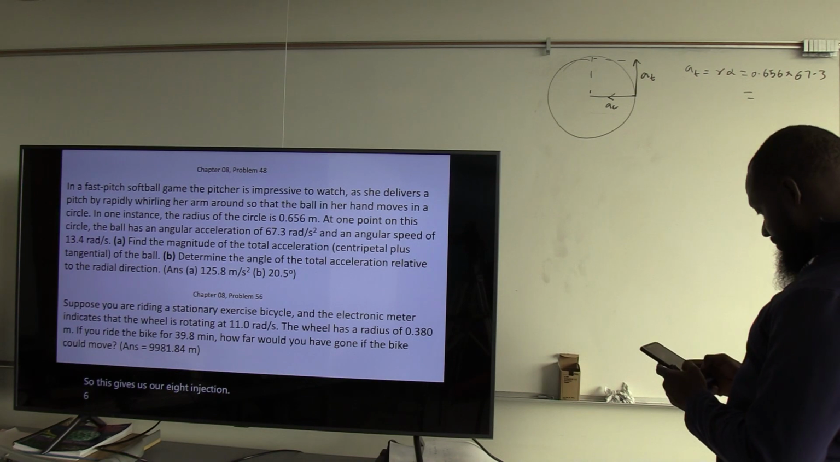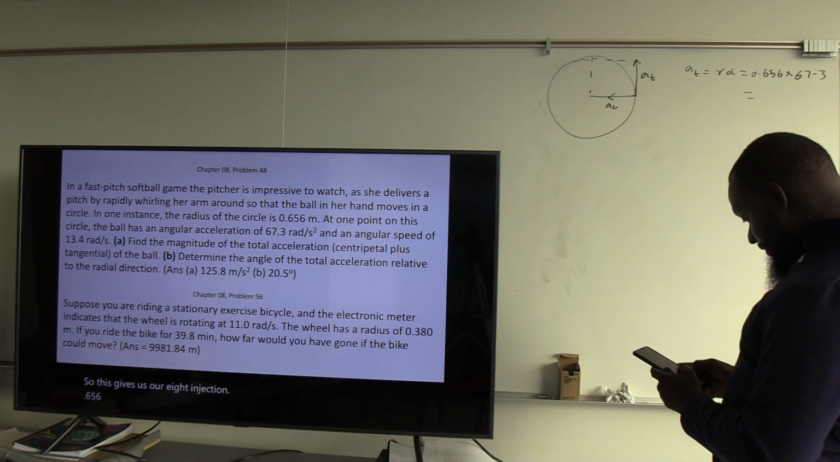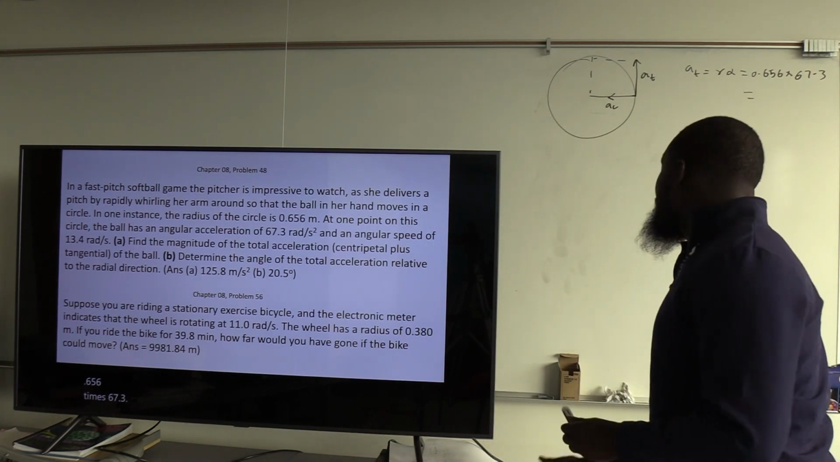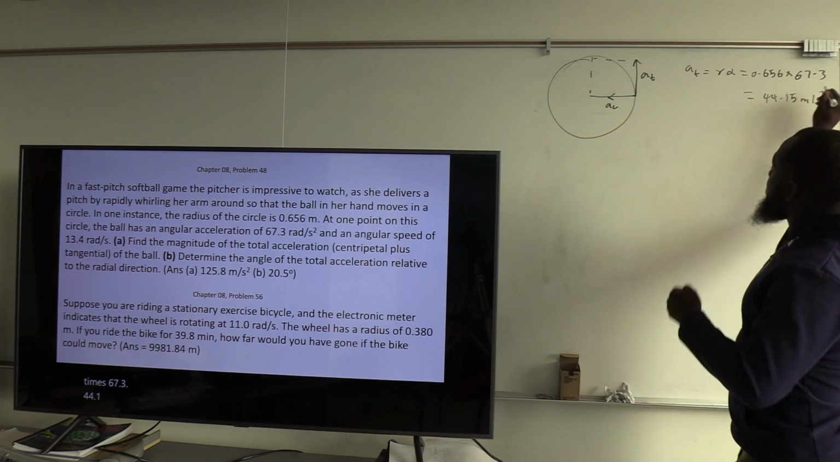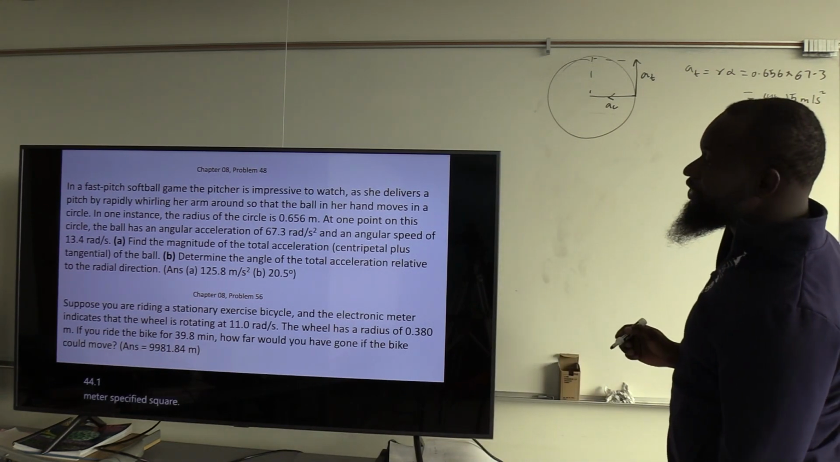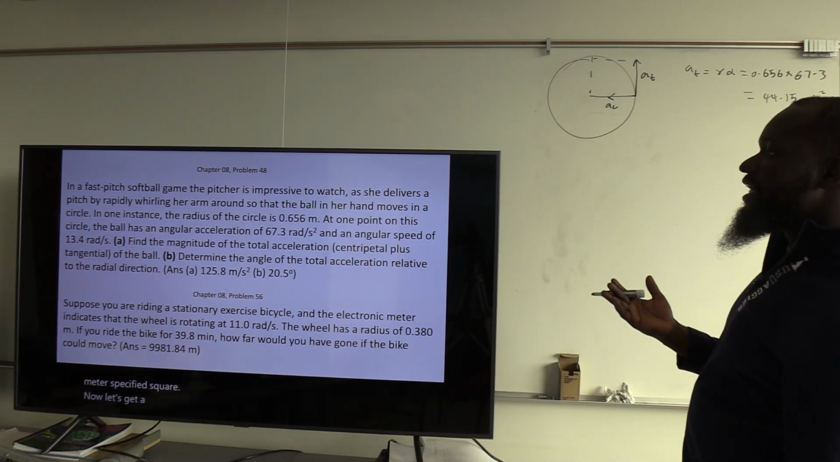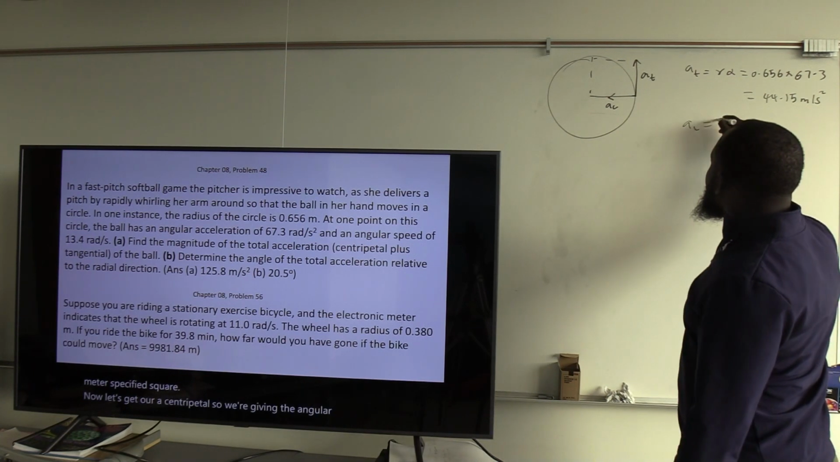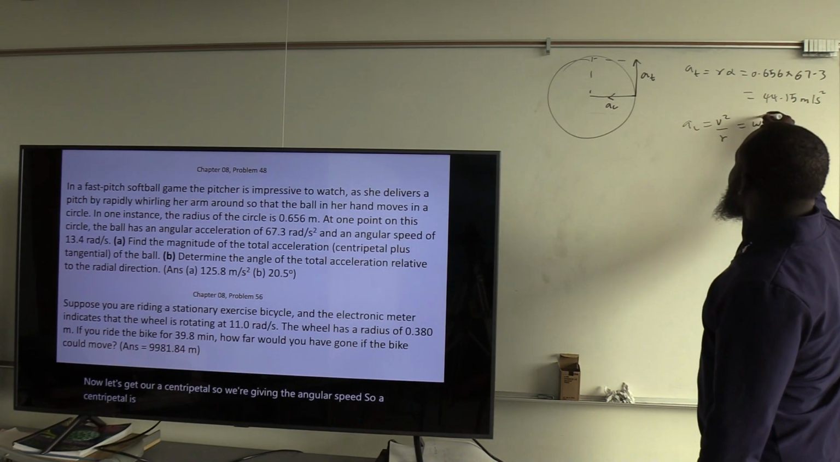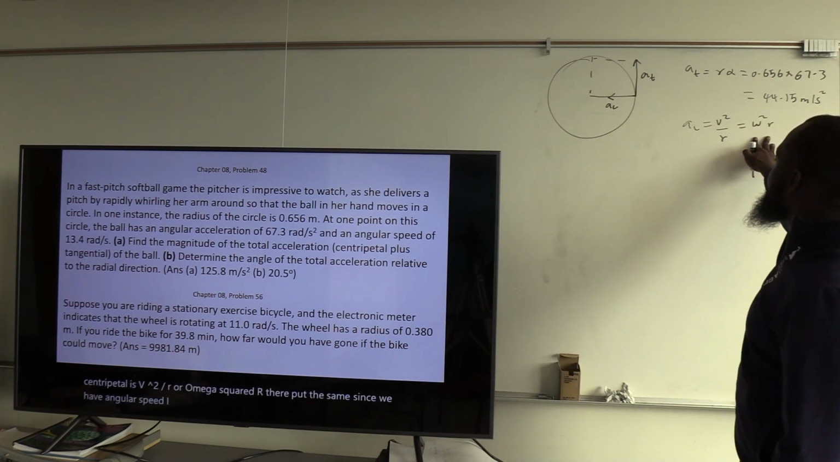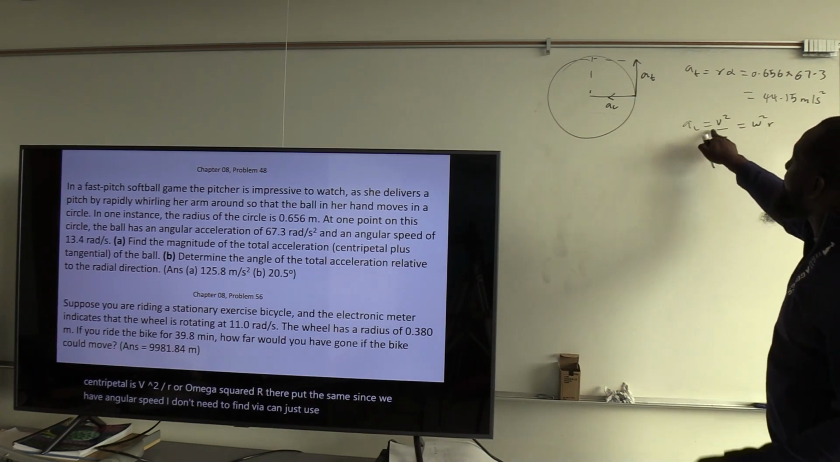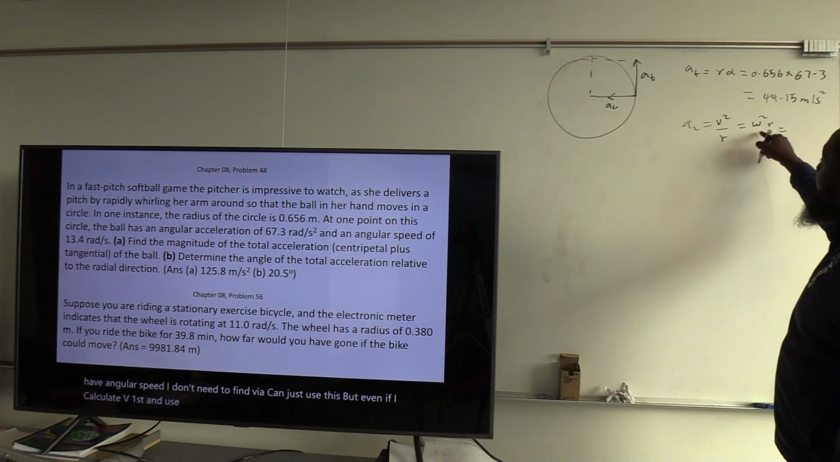0.656 times 67.3, 44.15 meters per second squared. Now let's get our A centripetal. So we are given the angular speed. So A centripetal is V squared over R or omega squared R. They are both the same. Since we have angular speed, I don't need to find V. I can just use this. But even if I calculate V first and use this, I'll get the same answer. So I've just used the omega.